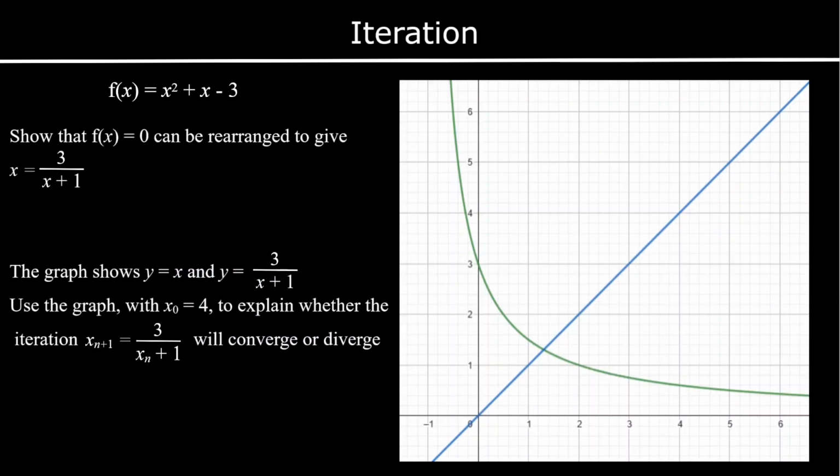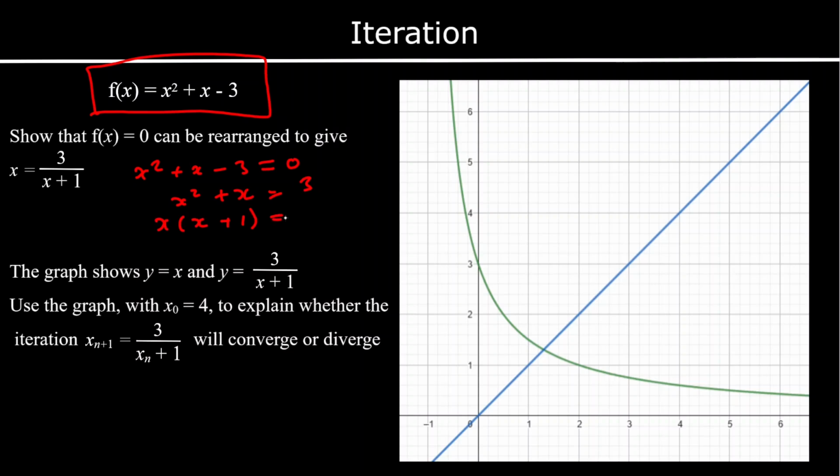Here's another one. And it's actually the same starting equation, same function. x squared plus x minus 3. But this time, we're going to rearrange it to give x equals 3 over x plus 1. So we're going to have x squared plus x minus 3 equals 0. We're going to get 3 by itself. So x squared plus x equals 3. Factorize out the x. And then divide by x plus 1.